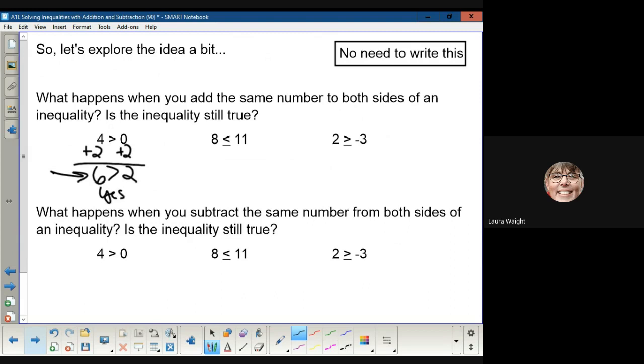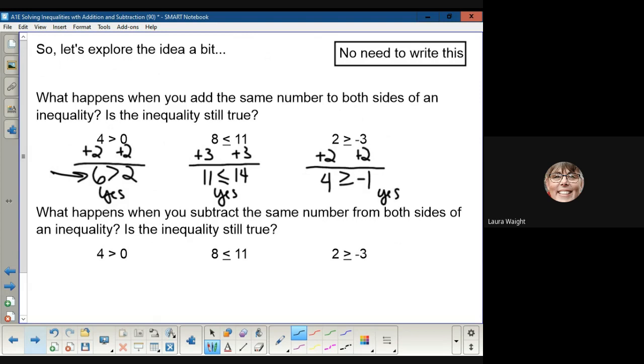So let's try it again and see if the same thing happens. Now we have 8 is less than or equal to 11. What if I add 3 to both sides? On this side I have 8, 9, 10, 11 is less than or equal to 11, 12, 13, 14. Well, 11 is less than or equal to 14, so the answer is yes. It's still true. 2 is greater than or equal to negative 3. Let's add 2 to both sides. 2 plus 2 is 4, is greater than or equal to negative 3 plus 2, which is negative 1, and yep, that is true as well.